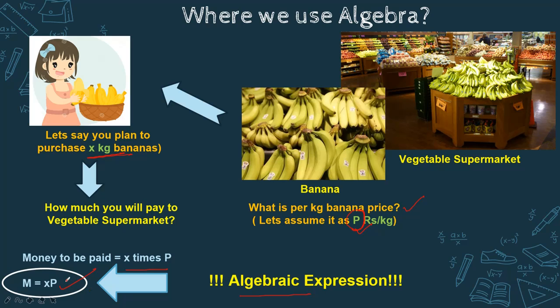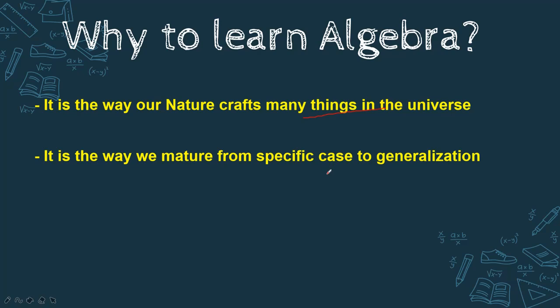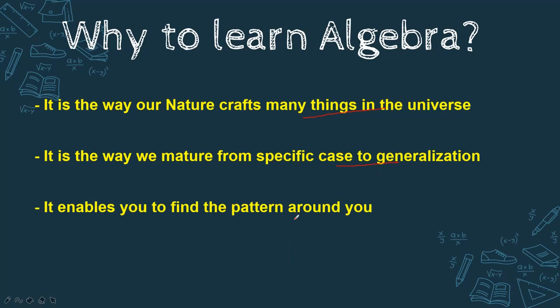Okay, so that means this kind of example we do every single day. We use algebra everywhere around us. The only thing is we don't realize we are using algebra. Why learn algebra? Because it is the way our nature is crafting many things in the universe. It is the way we move from a specific case to generalization. It enables you to find the patterns around you. Otherwise, they will not be visible.